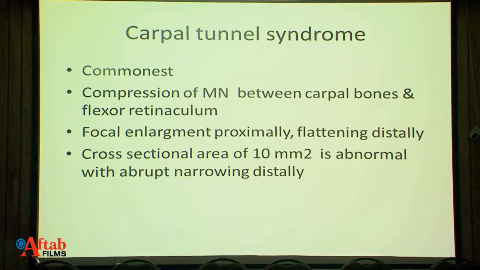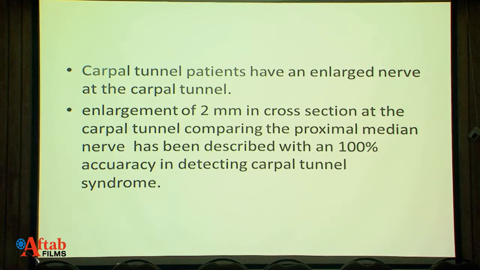So it is the commonest compression injury, and a cross-sectional area of 10 square millimeters is abnormal, with abrupt narrowing distally being diagnostic for the compression injury. So enlargement of more than 2 millimeters in cross-section should always be 100% conclusive of a carpal tunnel syndrome or any nerve compression pathologies.